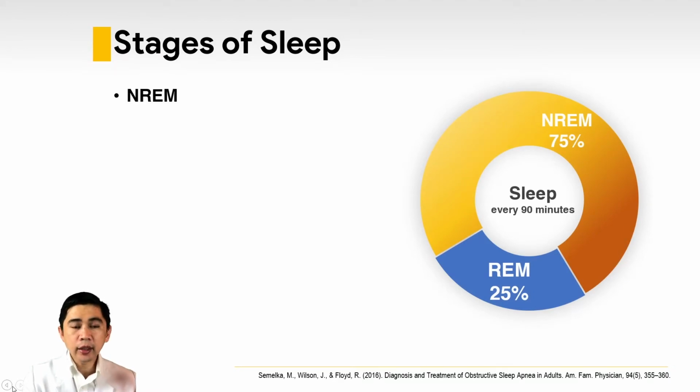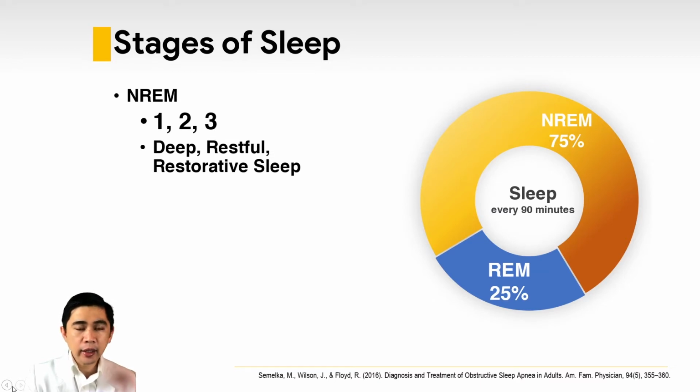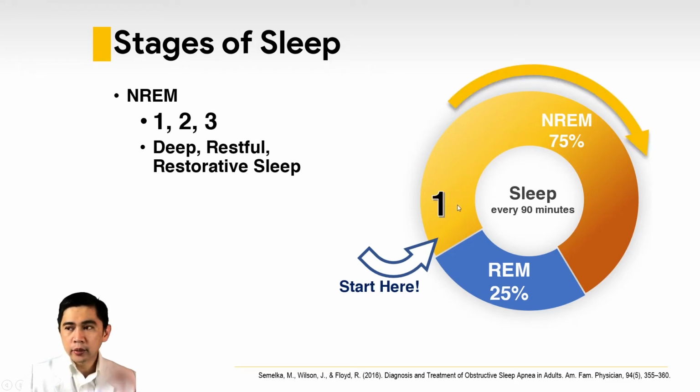So we have the NREM, or the non-rapid eye movement stage, and it is divided into 1, 2, or 3. And this NREM is a phase in our sleep which is deep, restful, and restorative. We go to our sleep entering NREM first. We start with stage 1, deeper into stage 2, and the deepest is stage 3, wherein it is considered to be the stage wherein it is really restful.